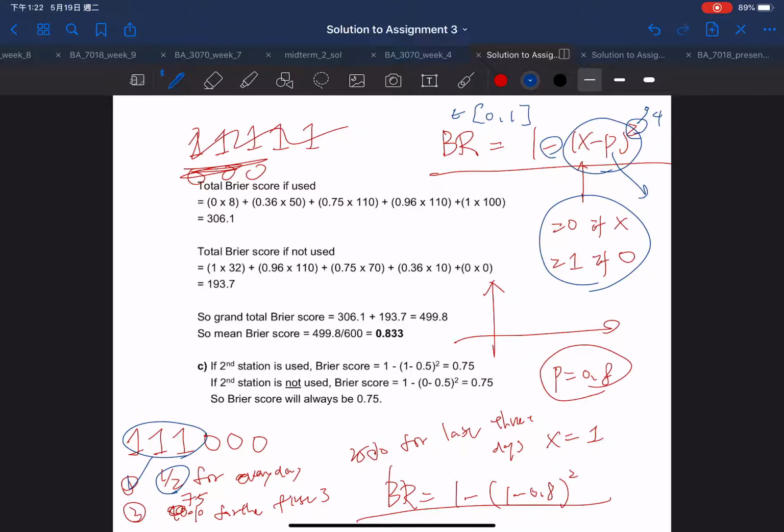So if it is 1, it means what? It means there's no punishment, right? It means x minus p is always 0. That's the only case where you can make the bias score 1. That's the best scenario, right? So x is always equal to p.